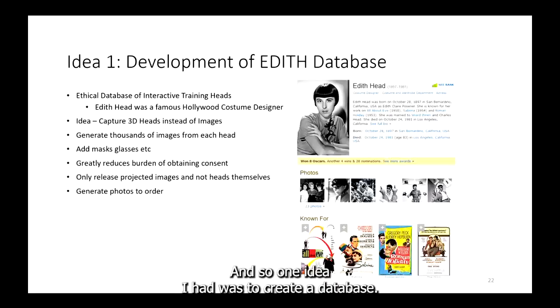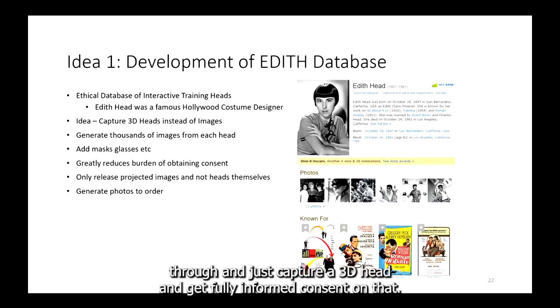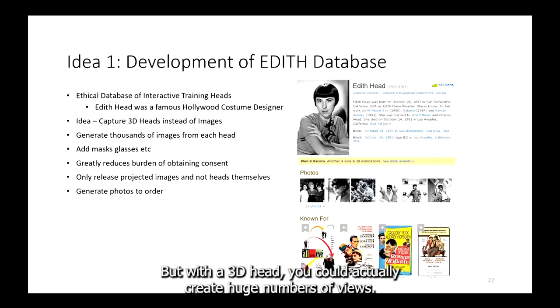So one idea I had was to create a database I called Edith. I thought if people were worried about ethical research, I should have a database called the Ethical Database. The idea of this is having interactive training heads. We'd have a prototype head, capture a 3D head and get full informed consent on that.